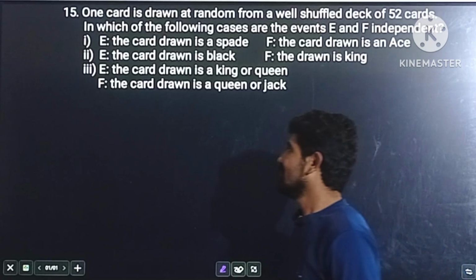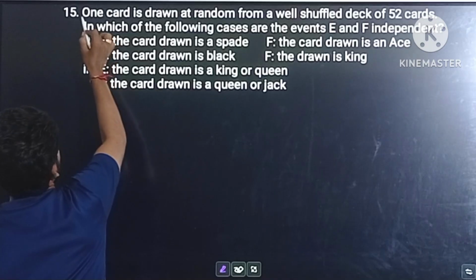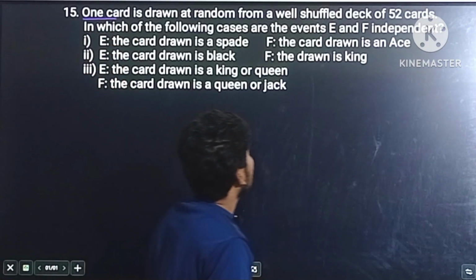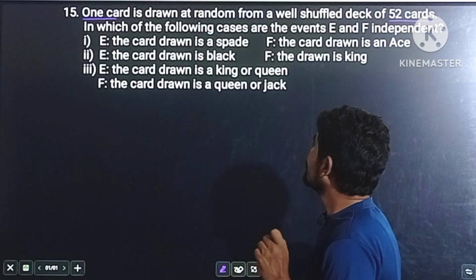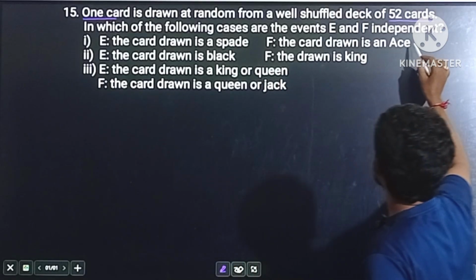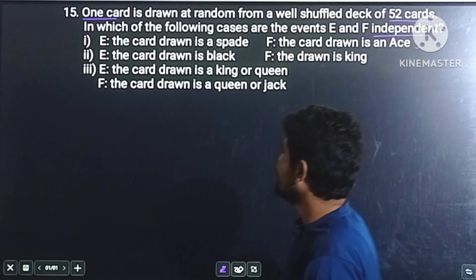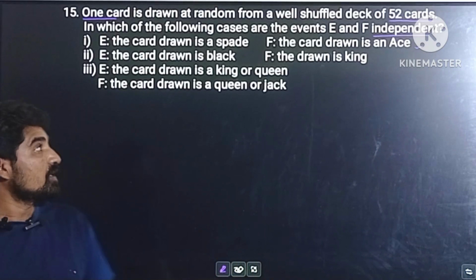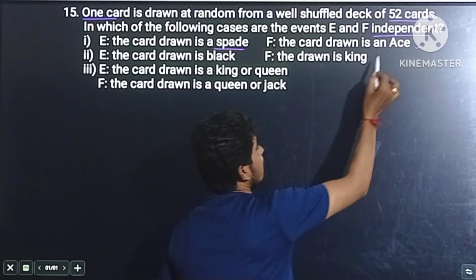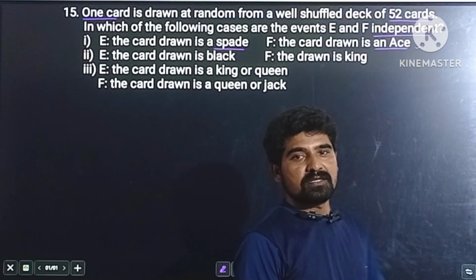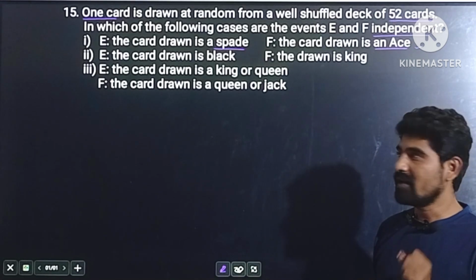Here is the 15th question of the exercise 13.2, and the question is, one card is drawn from a well-shuffled deck of 52 cards, and we need to check whether the following given events are independent or not. So first question, he has given that E is the event, the drawn card is a spade, and F is the event, the drawn card is an ace. Here we need to check whether these two events E and F are independent or not.